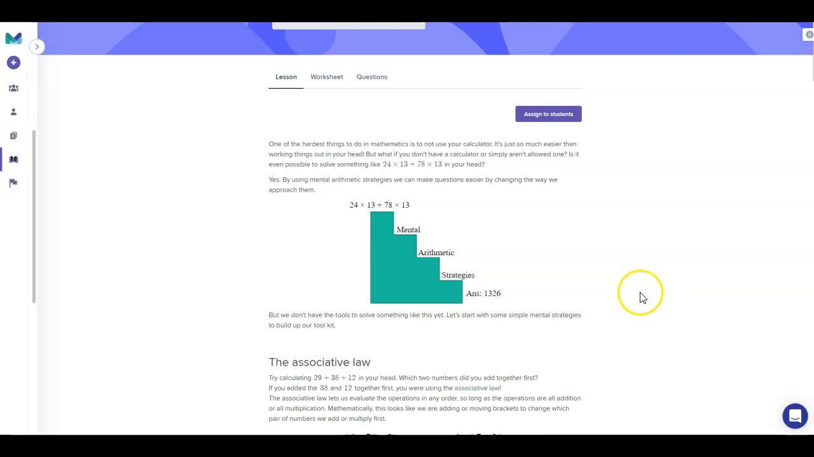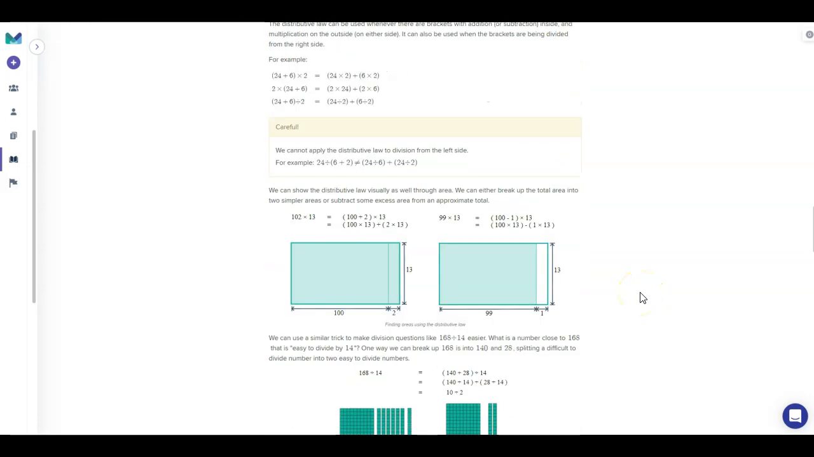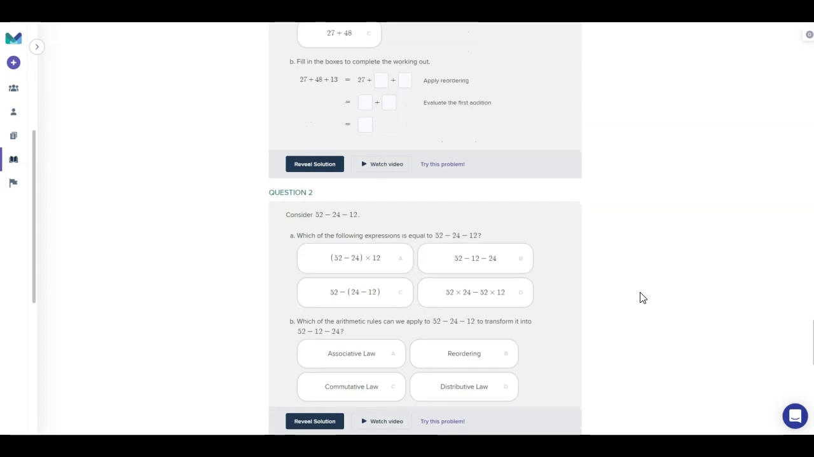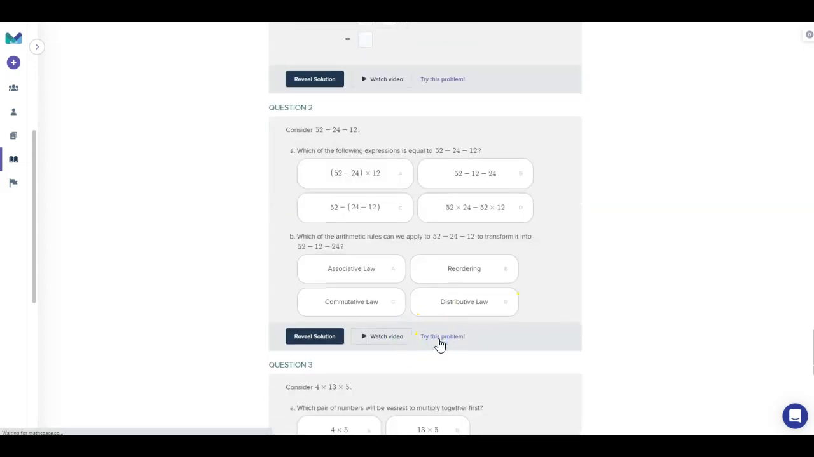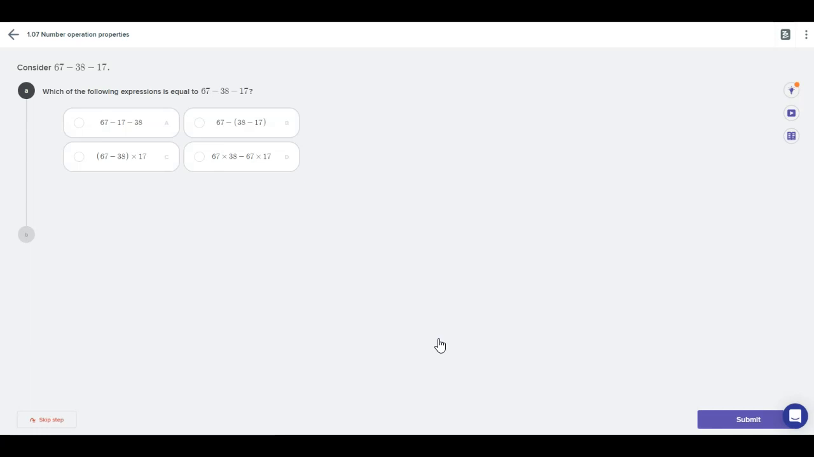Let's scroll down, and again, unfortunately, we've got to scroll every single time. It just always takes us back to the top of the page, which is a little bit annoying. And let's have a look at question number 2. Now it says, consider 67 minus 38 minus 17. So which of the following expressions is equal to 67 minus 38 minus 17? So if we have a look at the options, 67 minus 17 minus 38. Is that the same? Well, we have two operations that are both the same, so they're both subtractions. So we could apply reordering here.